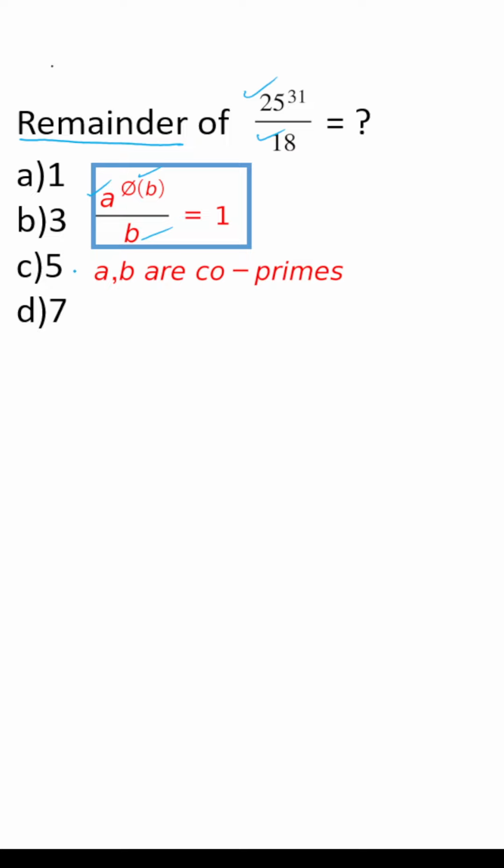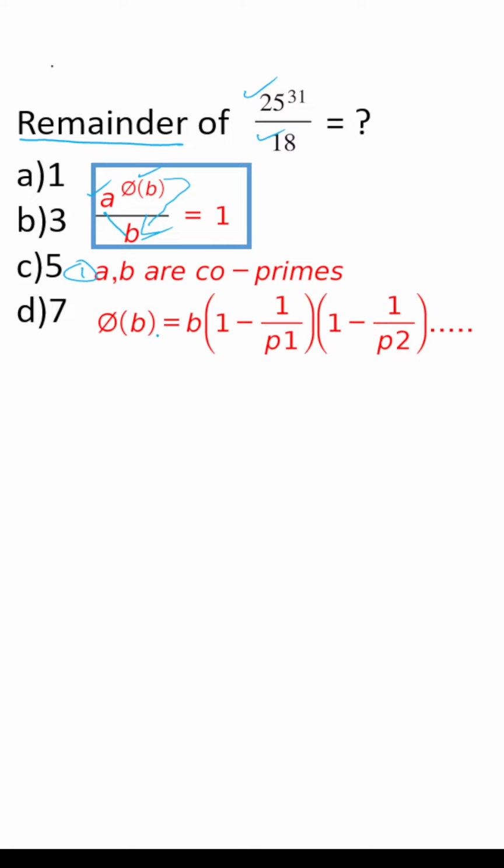Okay, here you have to remember two conditions. The first condition is that a and b should be co-primes. The second condition is that the power should be the totient of this denominator. The totient can be calculated using this formula: totient of b is equal to b into 1 minus 1 by prime factor 1, into 1 minus 1 by prime factor 2, and so on.